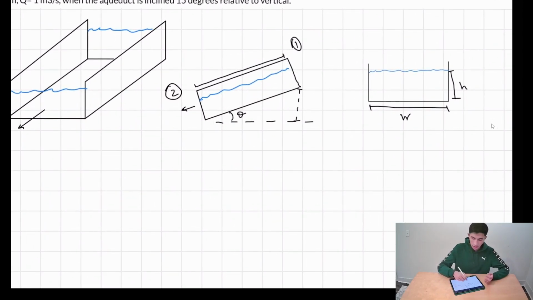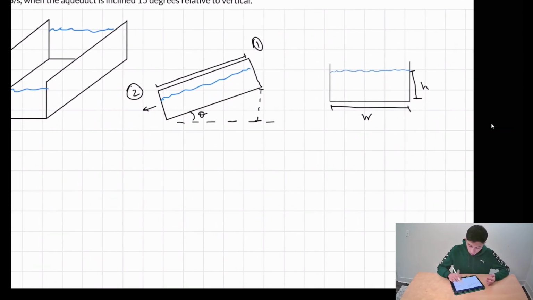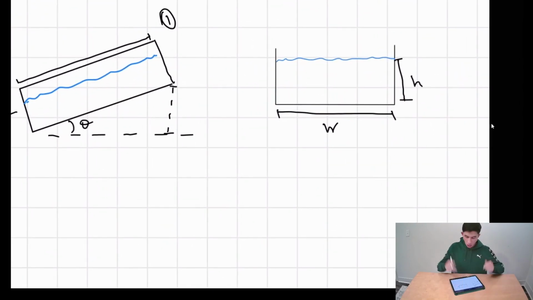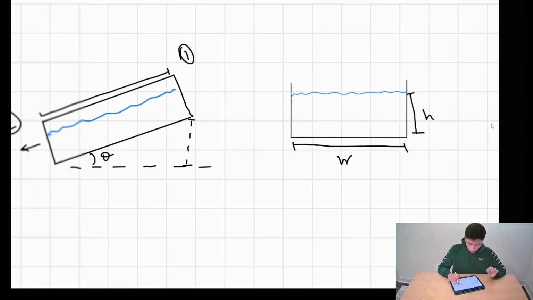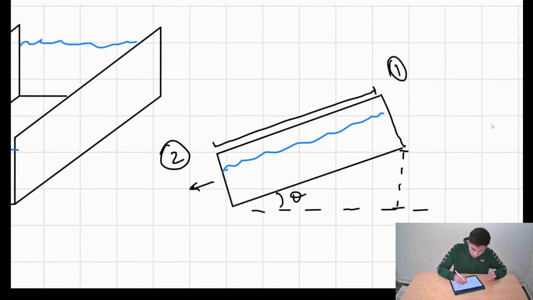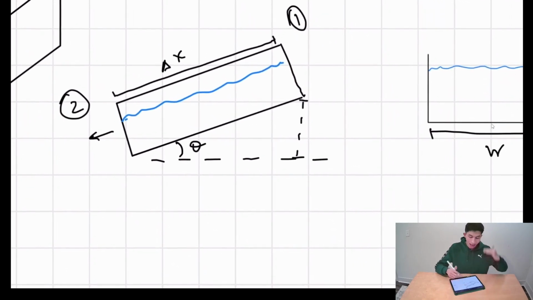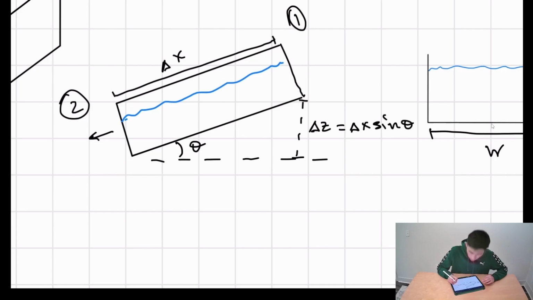As you can see here, it's inclined at the angle theta, and it has a width of W and a height, where H is the height of the water. Let's say we have a length of the open channel to be delta X. The water is going to be gravity driven, right? So the change in height, which is delta Z, is going to be delta X times sine of theta, right?